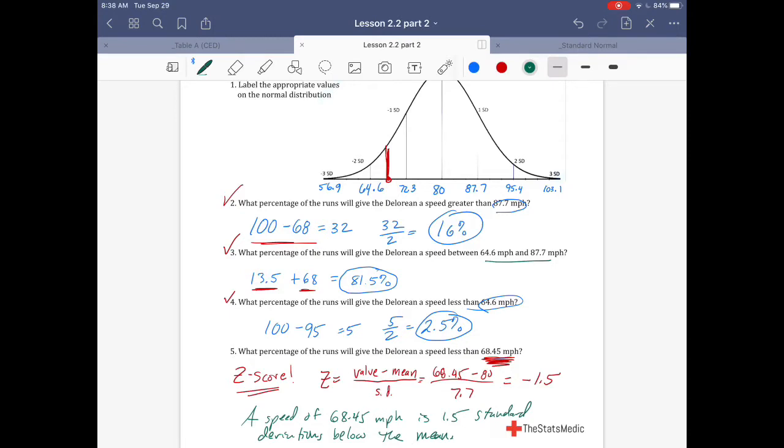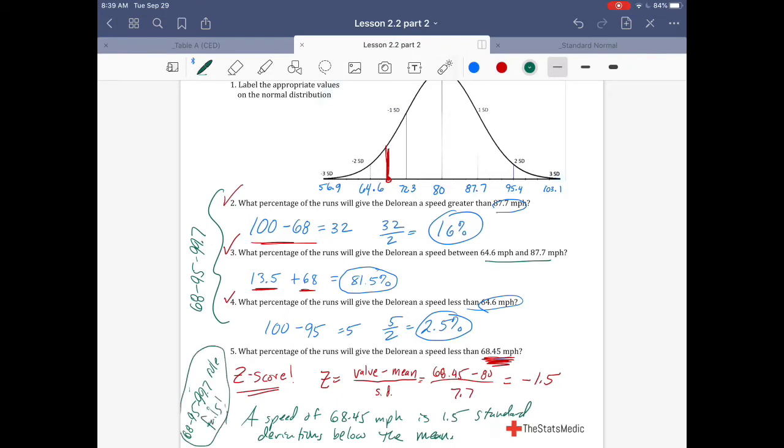So what's the problem here? The big problem is that for 2, 3, and 4, we were able to successfully use the 68, 95, 99.7 empirical rule for our percentage, for our probability of this happening. But that was because these numbers were tailored very nicely, and all of the numbers in 2, 3, and 4 represented a whole number of standard deviations above or below the mean. So this one right here, 68.45, doesn't do that. So what's the problem? The 68, 95, 99.7 rule fails.